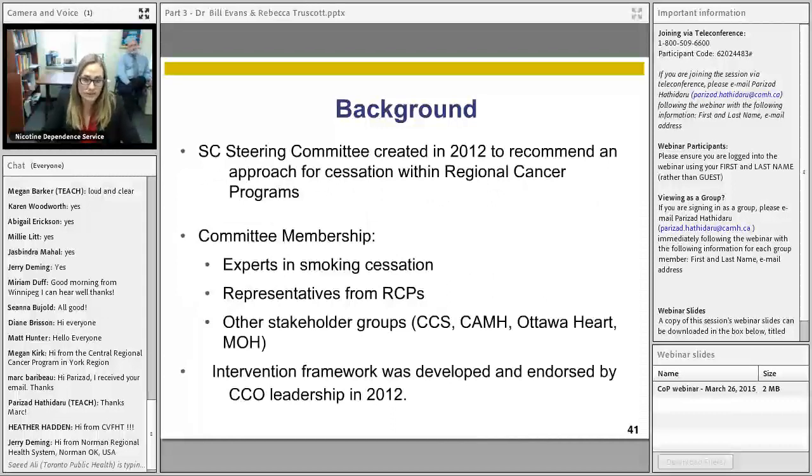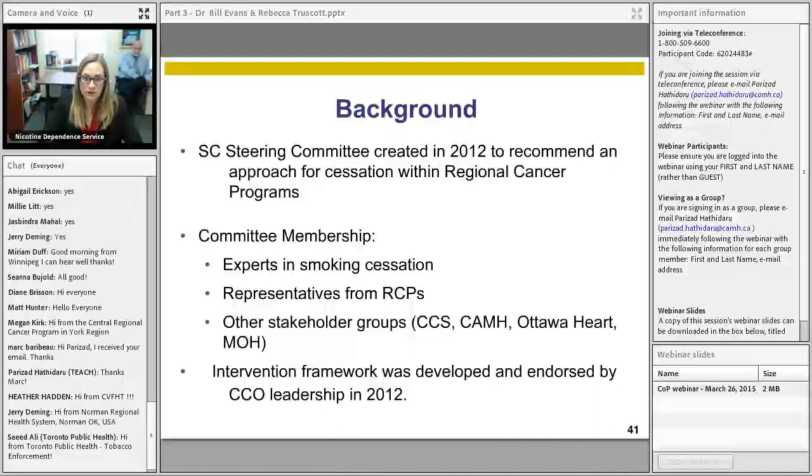Historically, what has happened here in Ontario is that back in 2011, CCO pulled together a steering committee to really focus on what an approach could look like within the regional cancer centers. So the membership included experts in smoking cessation from across the province and representatives from all of our regional cancer programs, both clinical and administrative experts. So it was really helpful to have both of those pieces involved.